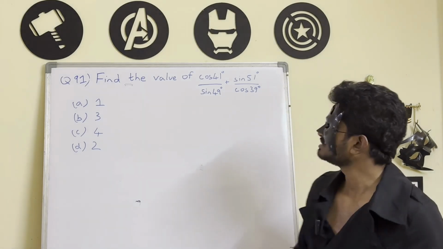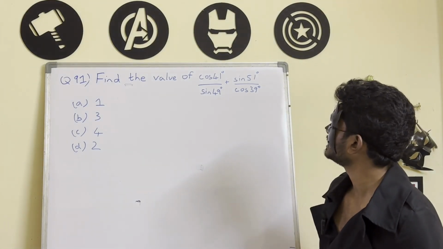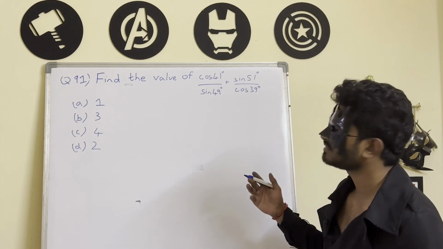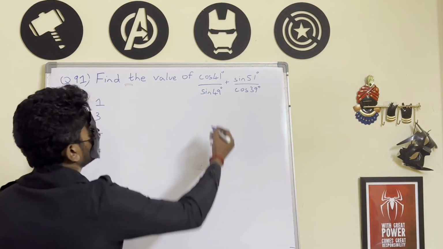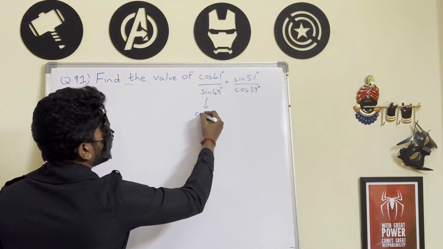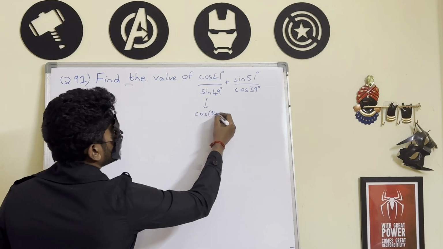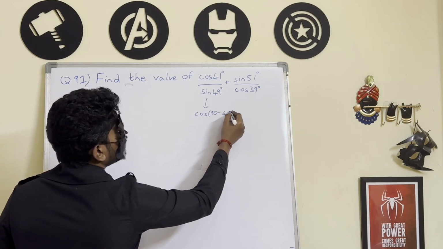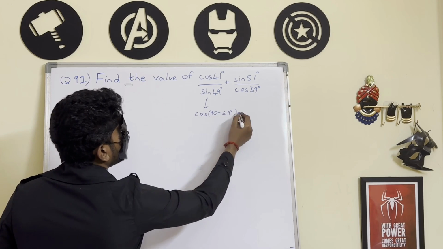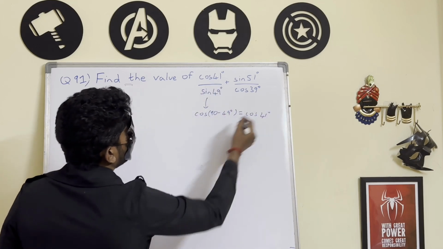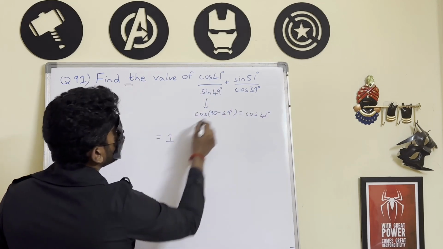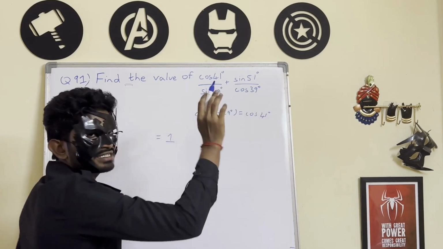So superhumans, next question is, find the value of cos 41 degrees by sin 49 degrees plus sin 51 degrees by cos 39 degrees. In this question, sin 49 I can write it as cos of 90 minus 49, that is sin theta is nothing but equal to cos 90 minus theta. So this is equal to nothing but cos 41. So this cos 41 will get cancelled, it will be equal to 1. And here cos 39 degrees I can write it as sin 51.